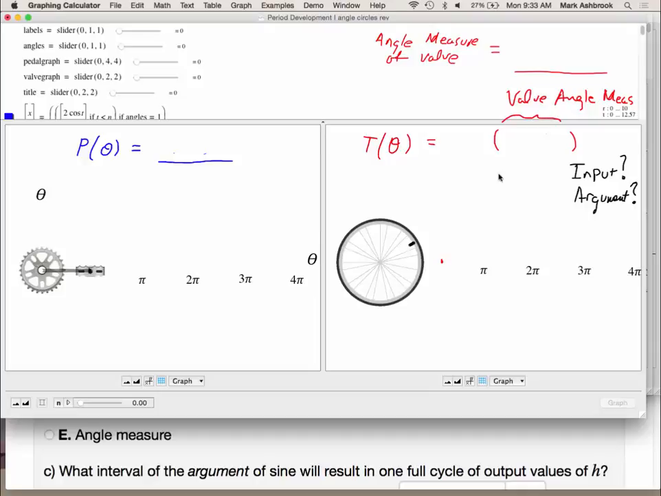Pi over 6 clockwise, right. Okay, so this is number 3 now. And now we're going to track the horizontal distance. So mathematically, how would you describe the tire valve angle in terms of the pedal angle? So what is the angle measure of the valve in terms of the angle measure of the pedal?